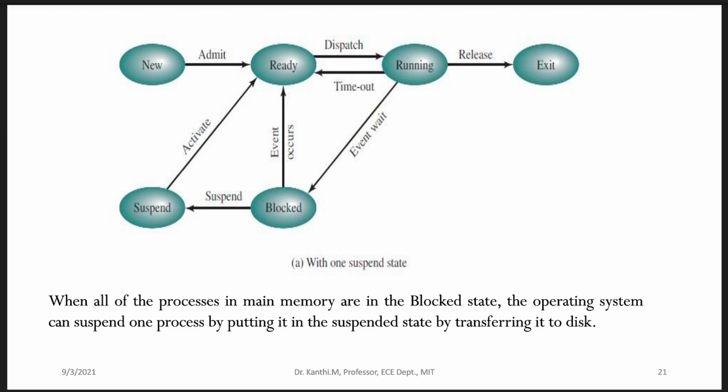So when all of the processes in the main memory are in the blocked state, the operating system can suspend one process by putting it in the suspend state, transferring it to the secondary memory, which is nothing but your disk. This is what is done in the operating system, and we call it a 6-state process model.